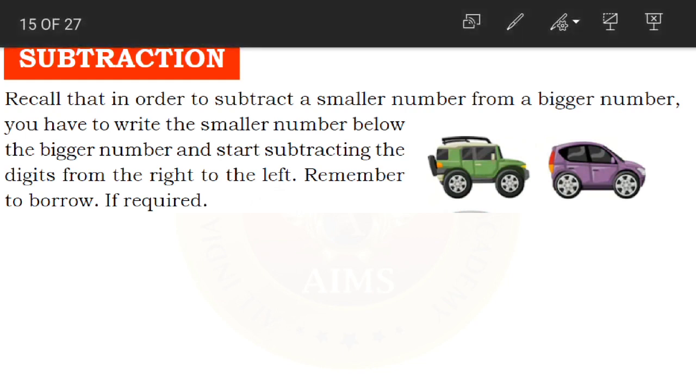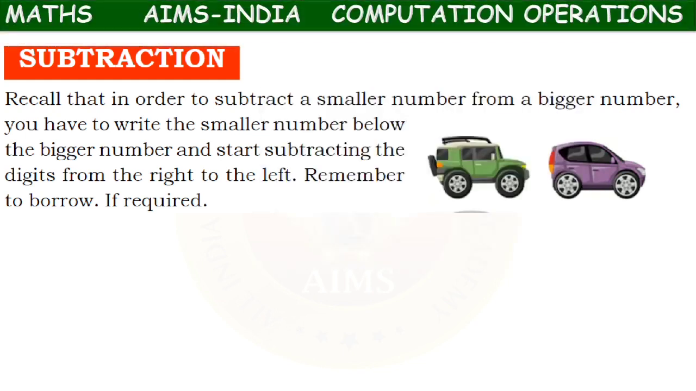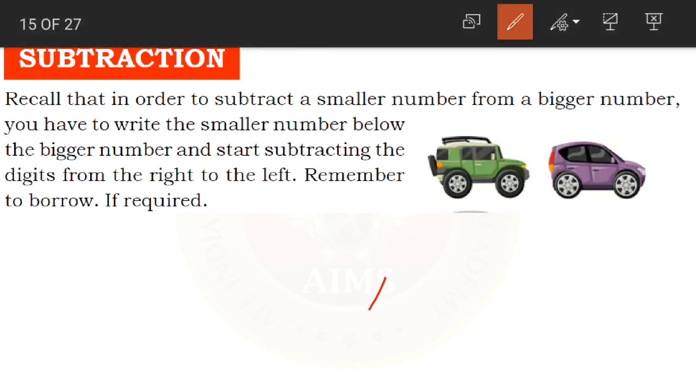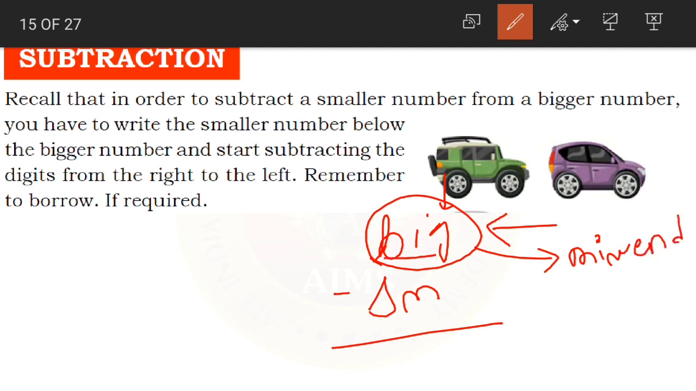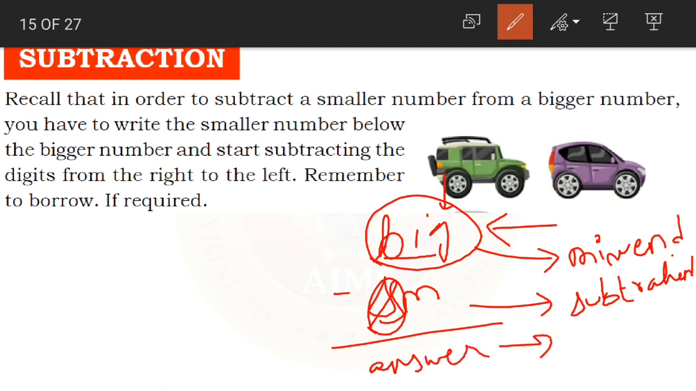Yes children, if you remember from your previous classes, how do we subtract? We subtract the smaller number from the bigger number, and we start subtracting from the right side, that is in the ones place. Now what is this bigger number called, children? This is called as the minuend. The bigger number that we write first is called as the minuend, and the smaller number, S for small, so S for subtrahend. The smaller number is called as the subtrahend, and the answer we get from subtracting, what is this called? This is called as the difference.